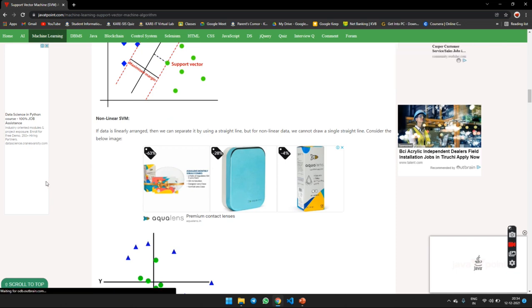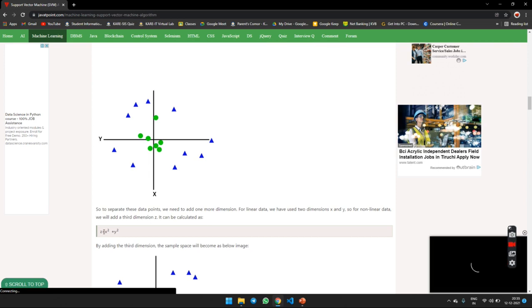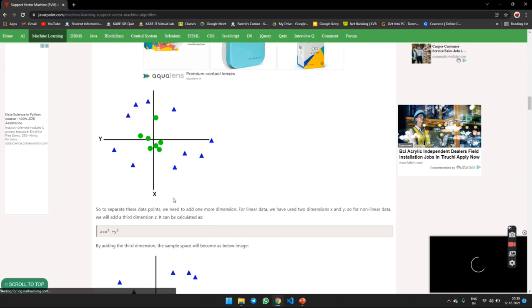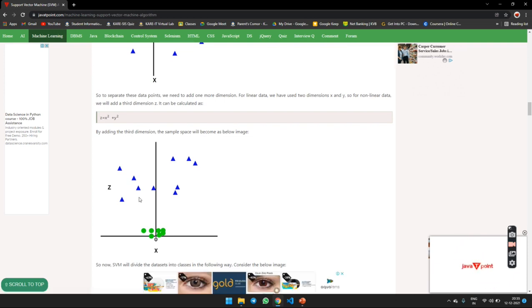Then we are going to non-linear SVM. If the data is linearly arranged, then we can separate it using a straight line. But for a non-linear data set, we cannot draw a single straight line. Consider the below figure. This is the formula to calculate the third dimension: z equals x squared plus y squared. By adding the third dimension, the sample space will become as shown below.